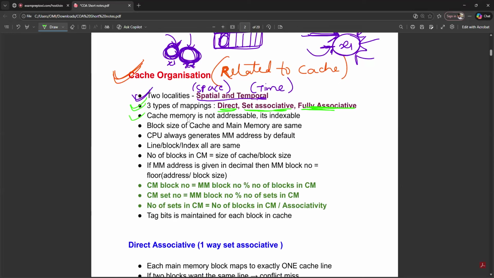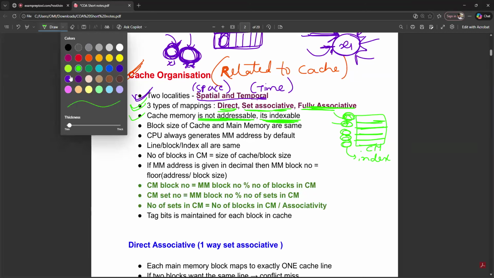So the next point is cache memory is not addressable, it's indexable. Cache memory doesn't have an address, it has an index. So if this is the cache memory, you don't have addresses here, you have an index. You access this particular block with the help of the index. Keep this point in mind.